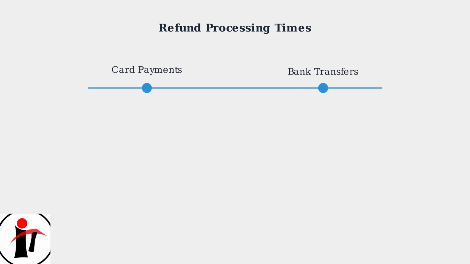After successfully canceling your Western Union transfer, understanding the refund process is crucial. The timeline for receiving your money back depends on your original payment method. For card payments, refunds typically process within 3 to 5 business days. Bank transfers take longer, requiring up to 10 business days for the money to appear in your account.